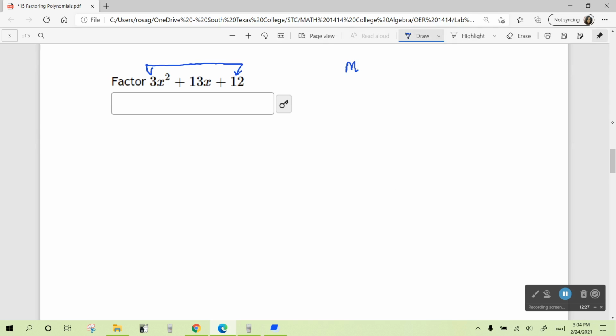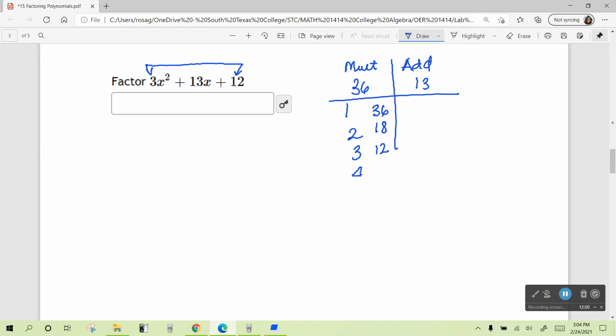So that would be 36. So I need them to multiply to 36, and I need them to add to 13. So it would be 1 and 36, 2 and 18, 3 and 12, 4 and 9, 6 and 6. So then when you add them, we need to see which one gives you the number you need.